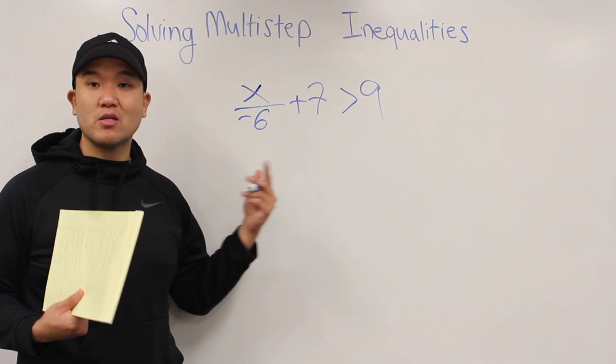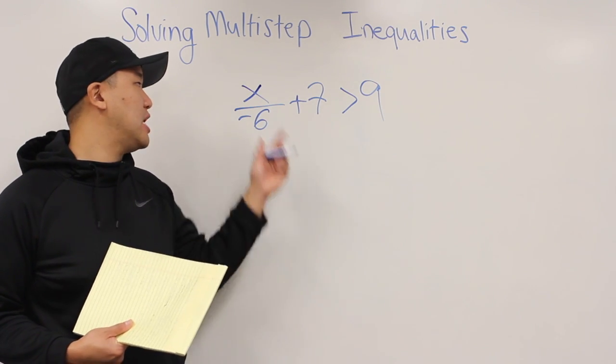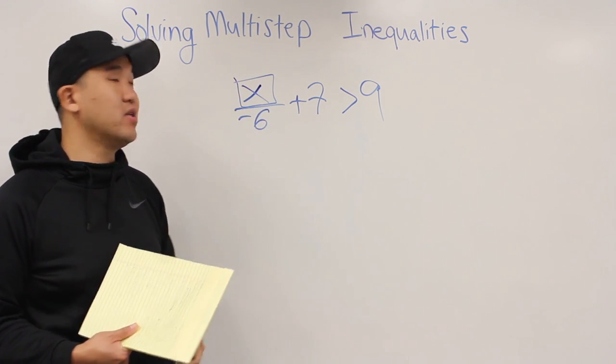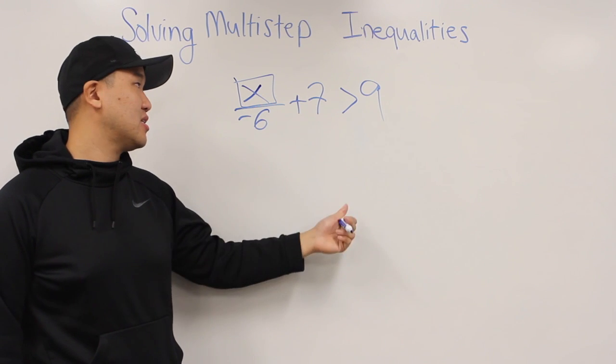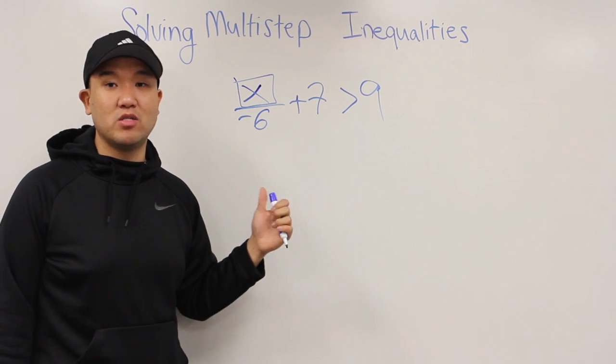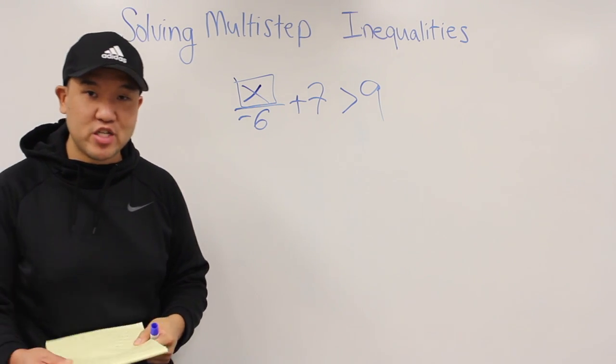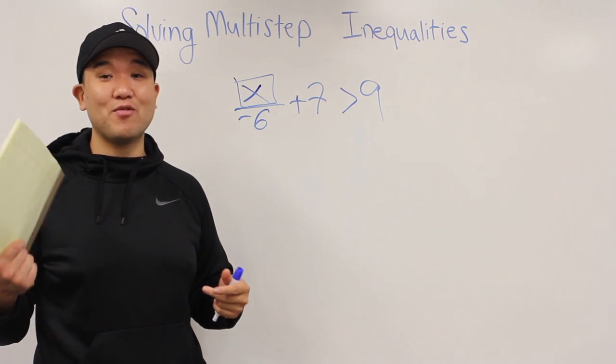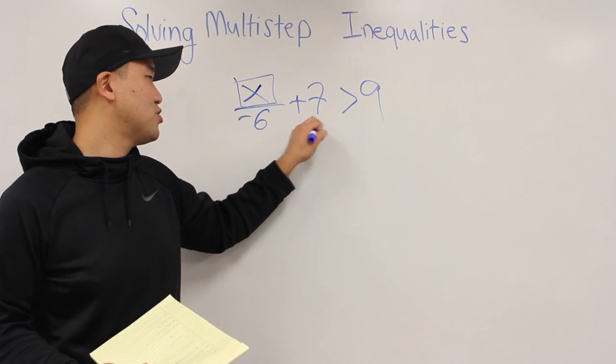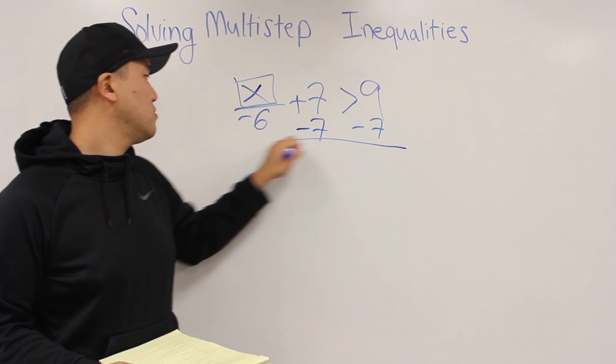Alright. What's my first step? Is x by itself? No. You have a divide by negative 6 and you have a plus 7. Our goal is to move it to the other side using inverse operations. My first step is what? How do you get rid of that plus 7? Good. We're going to subtract 7 on both sides.